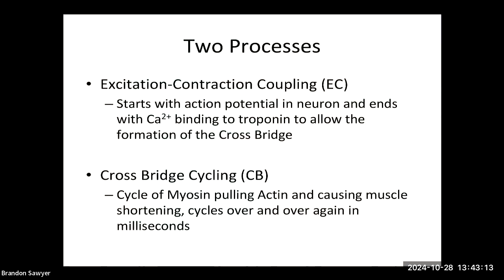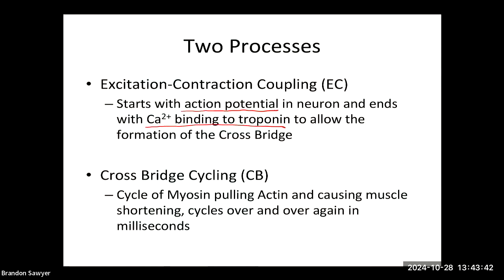Okay, so we're going to talk about two primary processes here, and the first one is called excitation contraction coupling. This is going to start with an action potential in a neuron. So an action potential is a nerve signal. That's like the communication part of the nervous system. That's the signal that goes down an axon, travels to the target tissue. That's an action potential. So it starts there, and then it ends with calcium binding to troponin.